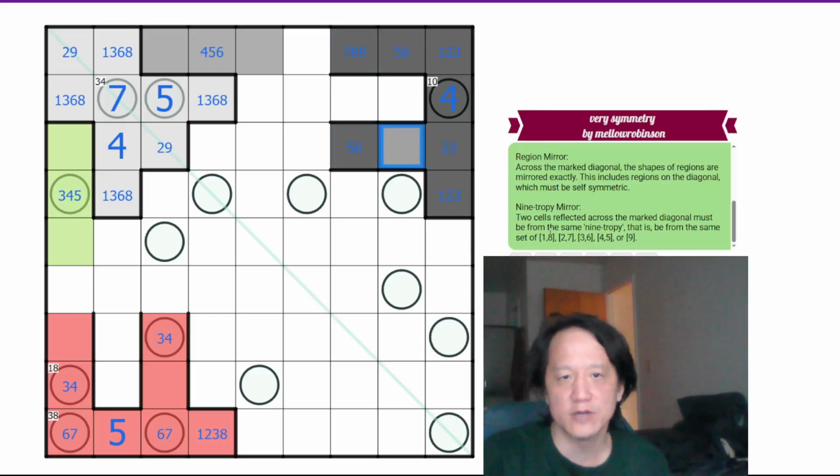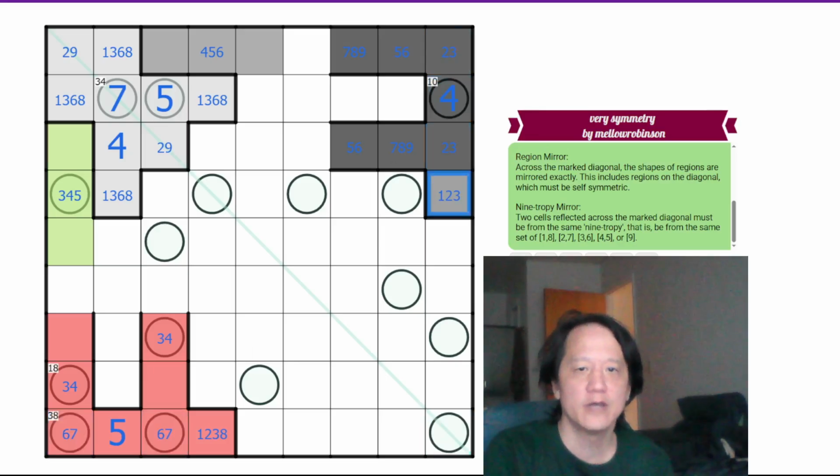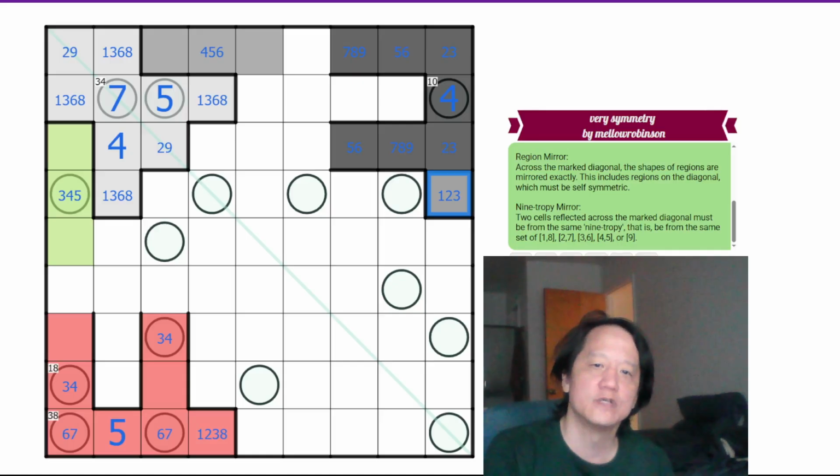This is 7, 8, or 9. This is 7, 8, or 9. And this must be the same entropy sets. So 6 goes with 3, 7 goes with 2. So this becomes a 2, 3 pair. That eliminates 2 and 3 in the rest of the region. So no 2, 3 there.